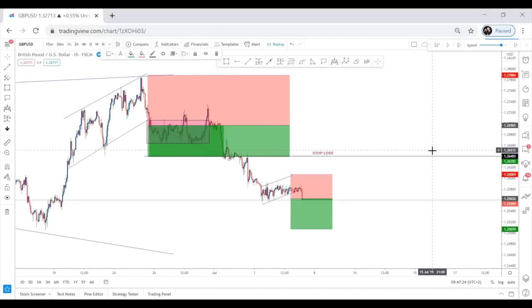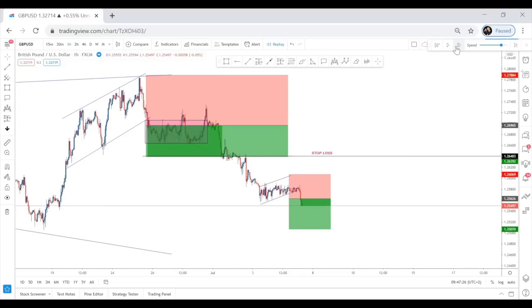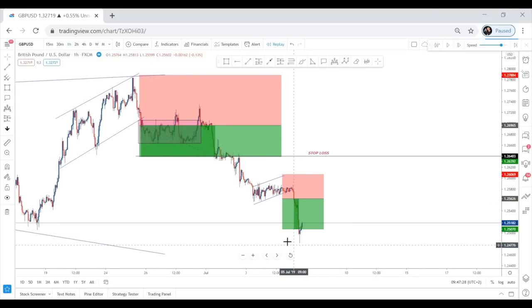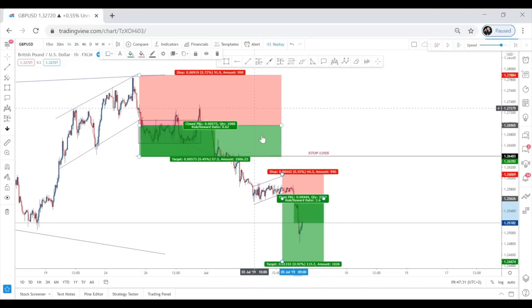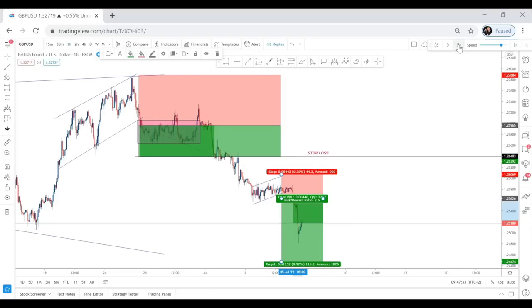No, it didn't trigger us in. It triggers us in now, and then it continues to go down. You see, guys, we could have capitalized. Imagine we're still holding that trade and also holding this one. So we capitalized from the trade.